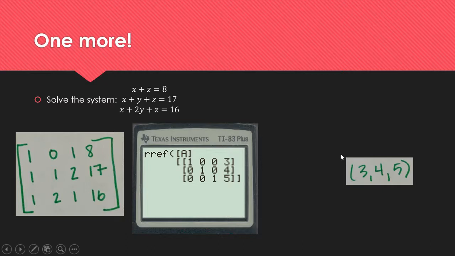We call those ordered triples instead of ordered pairs. They have a z-axis as well. So that's how those work. Hopefully that makes your life a little easier.